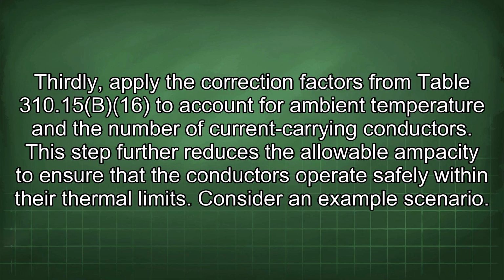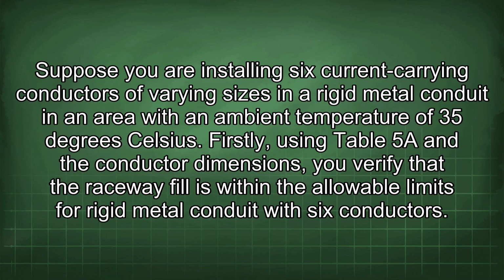Thirdly, apply the correction factors from Table 310.15(B)(16) to account for ambient temperature and the number of current-carrying conductors. This step further reduces the allowable ampacity to ensure that the conductors operate safely within their thermal limits. Consider an example scenario. Suppose you are installing 6 current-carrying conductors of varying sizes in a rigid metal conduit in an area with an ambient temperature of 35 degrees Celsius. Firstly, using Table 5 and the conductor dimensions, you verify that the raceway fill is within the allowable limits for rigid metal conduit with 6 conductors.